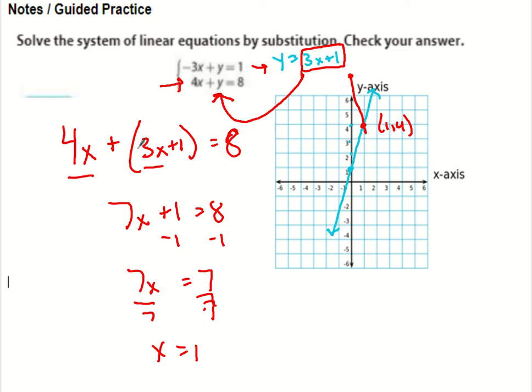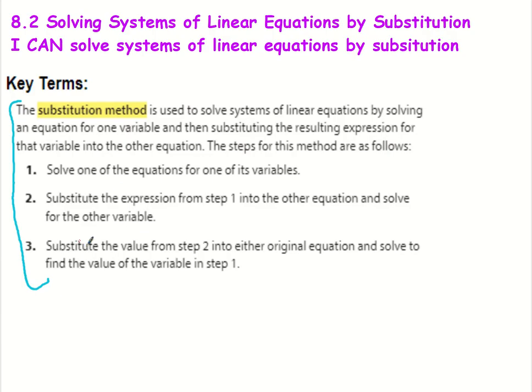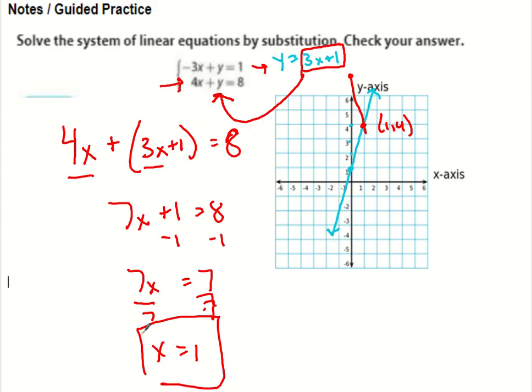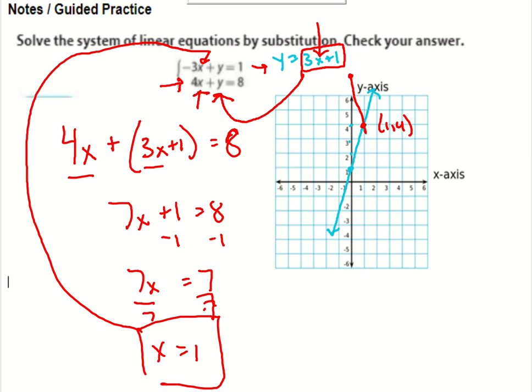So I figured out my x value by making a substitution. Now what I can do is take this x equals 1, and this is all in your key terms here. I can substitute that back into one of my original equations to solve for y. I gotta plug it back in for x here, or here, or even here. I have three equations that I can plug it into. I choose the one that looks like the easiest one to solve.